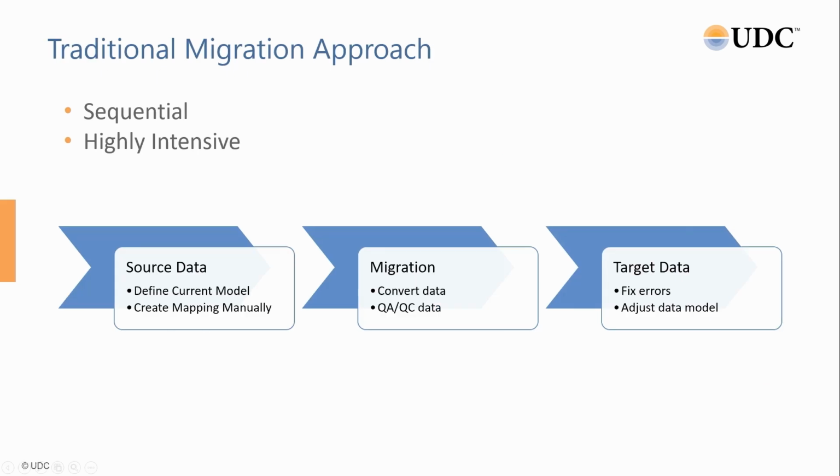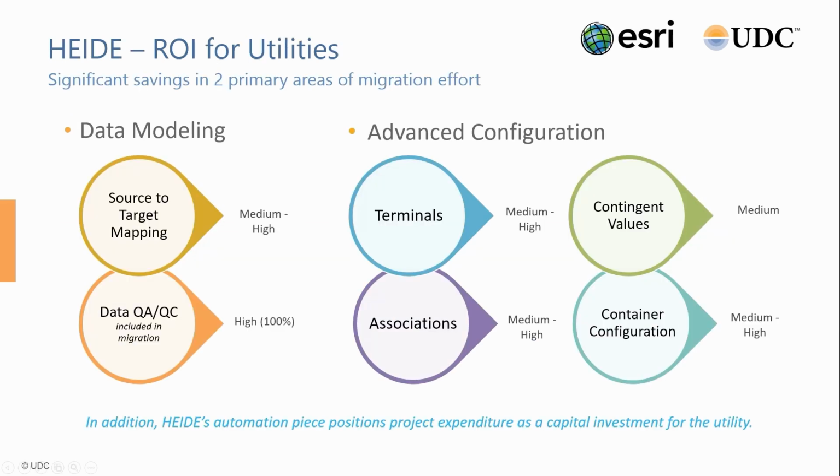This is just a little diagram that illustrates the traditional migration approach, which is very linear. It's a highly intensive data review process, both for us as the service provider and for you as the utility client. It's sequential, but in comparison, we're automating it using the information within your data and allowing you to approach things iteratively, which reduces the effort for everyone, which is great.